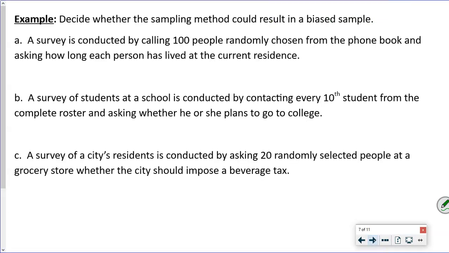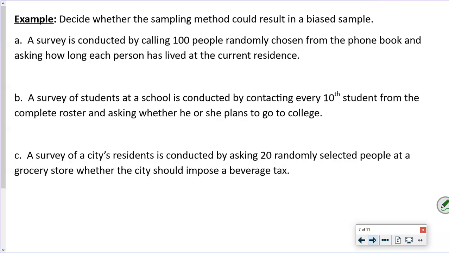The first example says, decide whether the sampling method could result in a biased sample. A survey is conducted by calling 100 people randomly chosen from the phone book and asking how long each person has lived in the current residence. So what do you guys think? You think this is biased or unbiased?